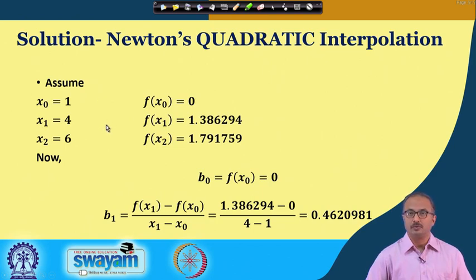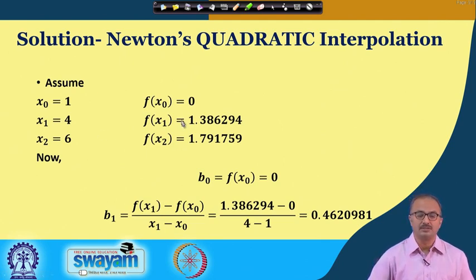Now, when we go back to the problem, let us assume that x0 equal to 1, x1 equal to 4 and x2 equal to 6. Now we are taking 3 points to get the value of ln 2. So as usual, f(x0) equal to 0, and f(x1), that is ln 4, equal to this, and f(x2), that is ln 6, is equal to this.